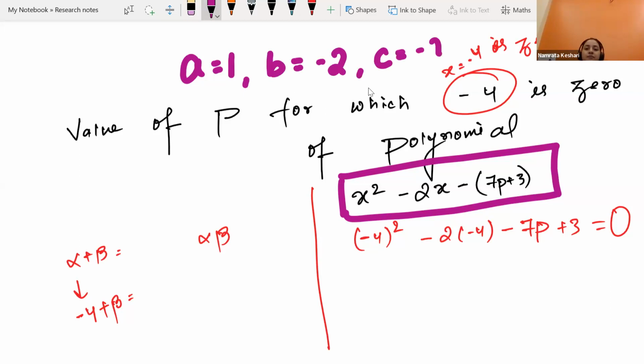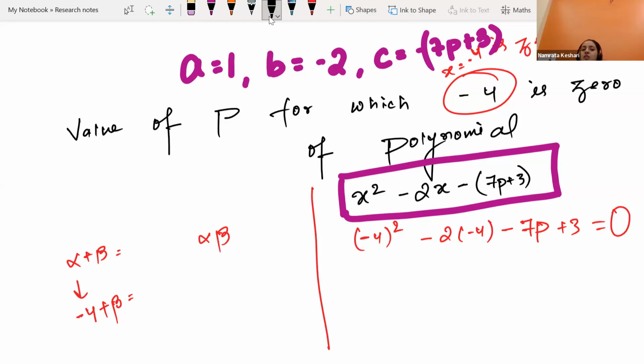Do we multiply minus with plus 3? Minus 7p plus 3, this way we can write. Can we directly multiply minus with plus 3? Yes, we can say minus 7p minus 3. Or we can write it like this. This is C. So yes, A is 1, B is minus 2.